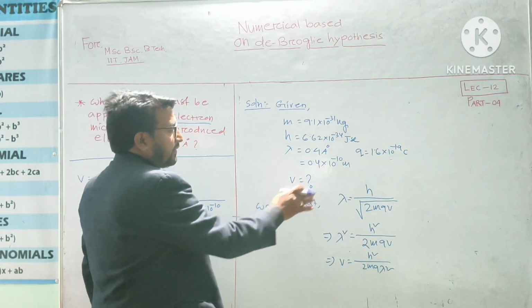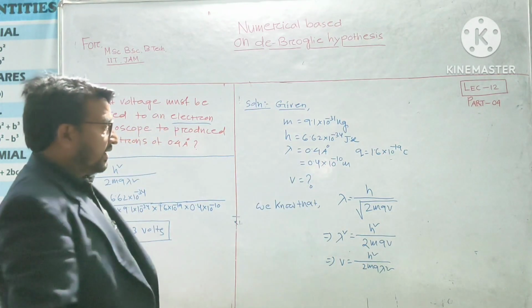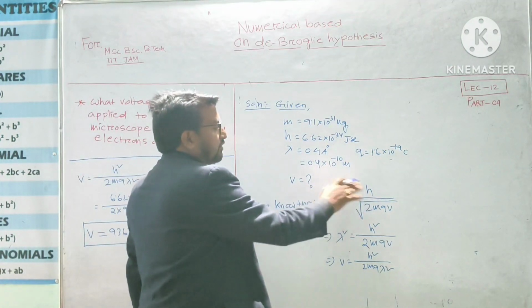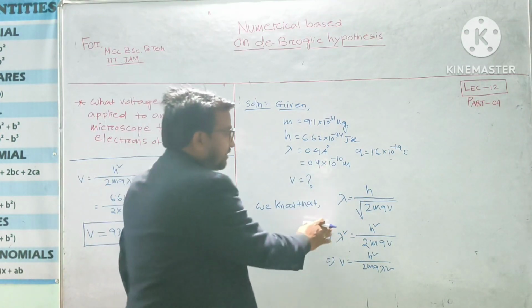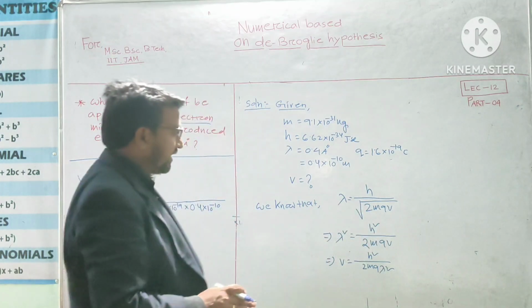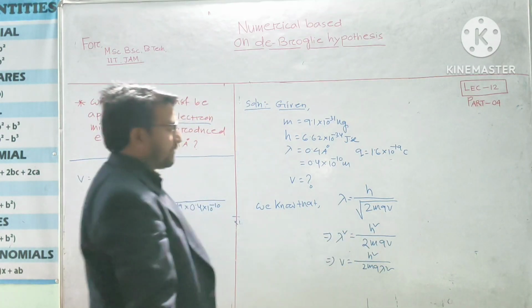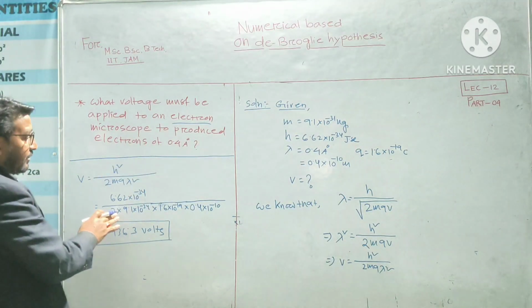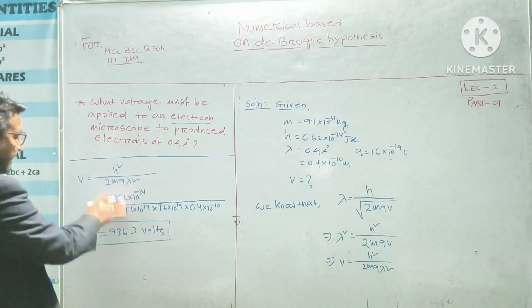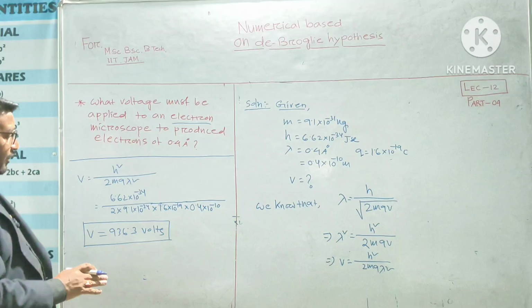We know that lambda equals h by under root of 2mqV. This is the de Broglie wave equation in terms of the voltage. So after squaring both sides, we can write lambda square equals h square divided by 2mqV, and V equals h square divided by 2mq lambda square. When all values are substituted in this equation, after solving this part, we will get 936.3 volts.